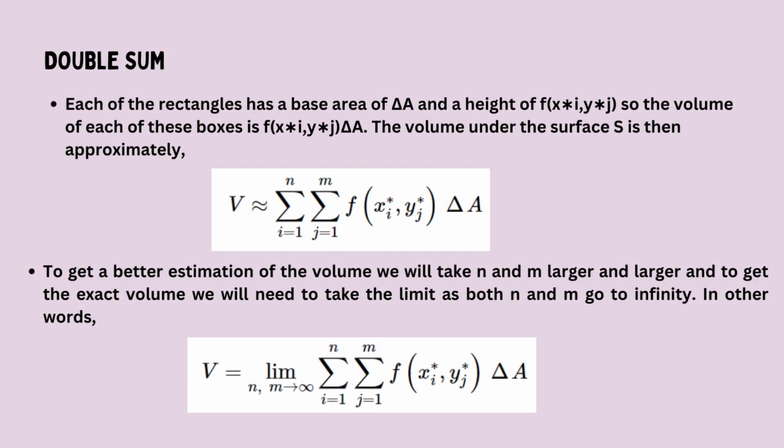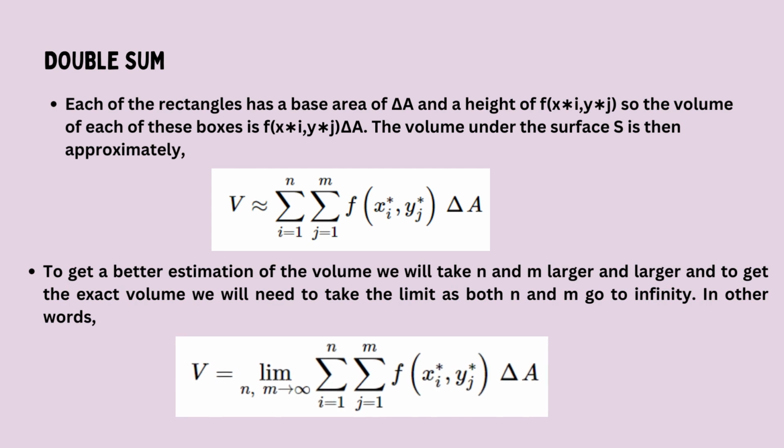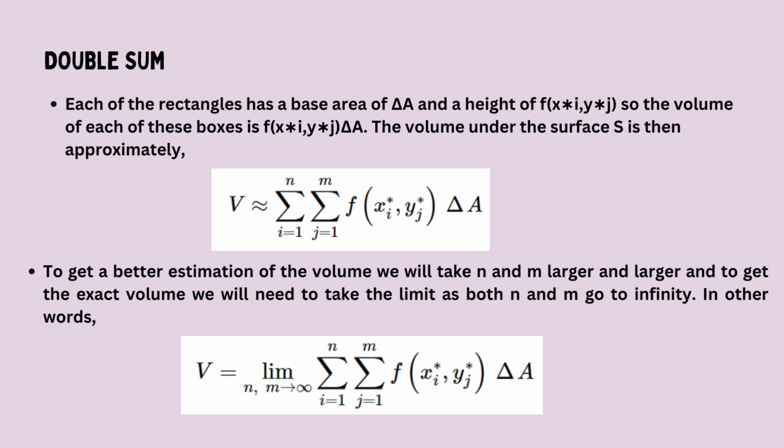The double sum method is one of the important rules in this double integral. The formulas are shown below. Each rectangle has the base area of delta A and height of f(x), so the volume of each box can be found easily. To get a better estimation, we take n and m to larger limits. To get the exact value, we need to take both limits n and m to go to infinity. In other words, we can see these formulas.